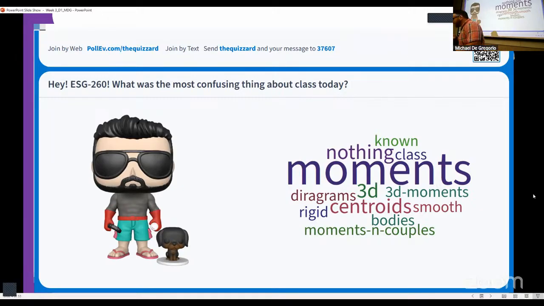Centroids. We didn't really go into centroids very much. This is where it's weird, because we like to think that the center of gravity and the centroid align. That is in our brain. When I tell you the centroid, you're like, oh, that's the center of gravity of an object. Yes and no. It can be, it doesn't have to be.